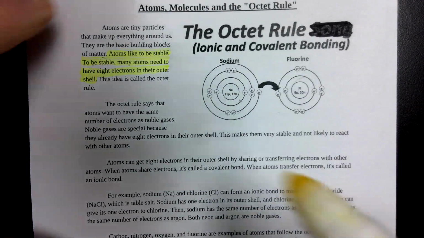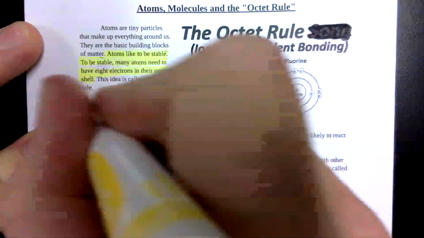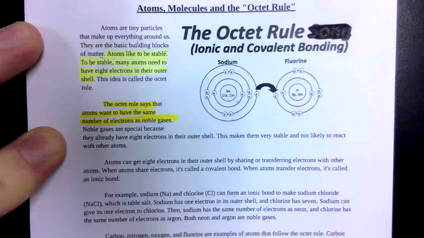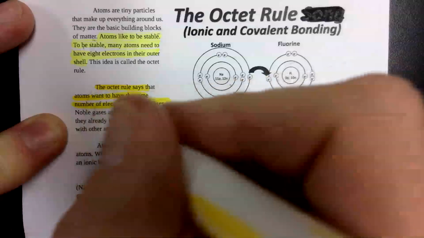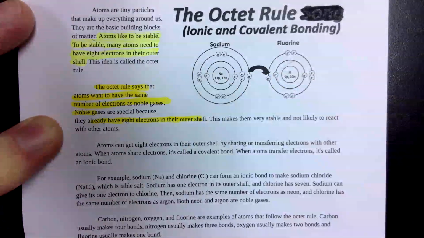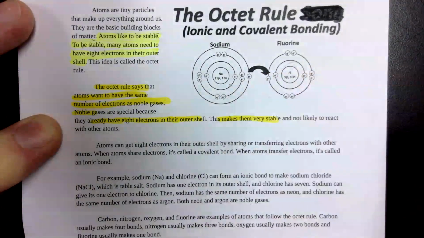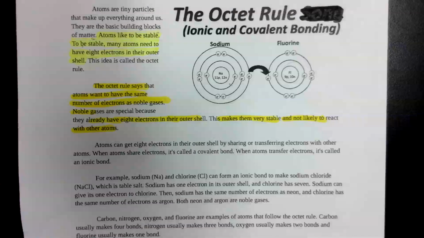The octet rule says that atoms want to have the same number of electrons as noble gases. Let's just highlight that. Noble gases are special because they already have 8 electrons in their outer shell, and it makes them very stable and not likely to react with other atoms. So again, I just told you that in different terms.